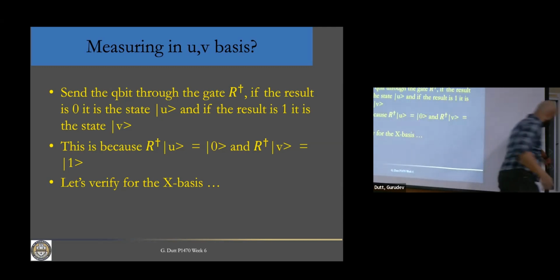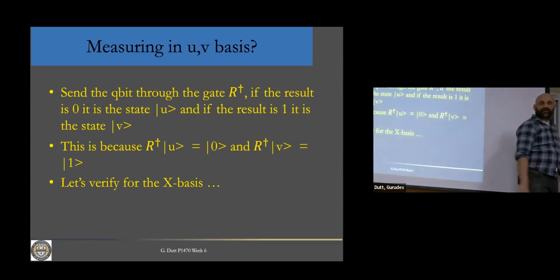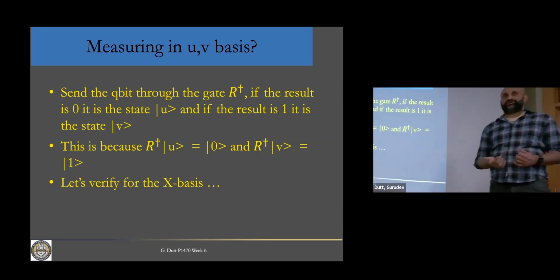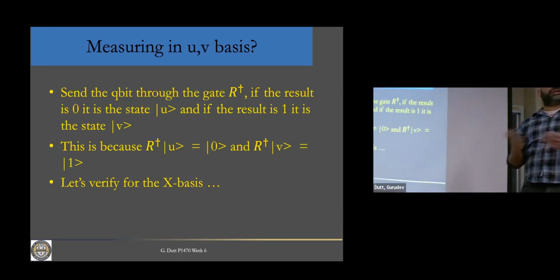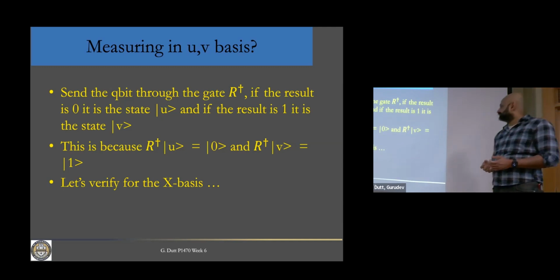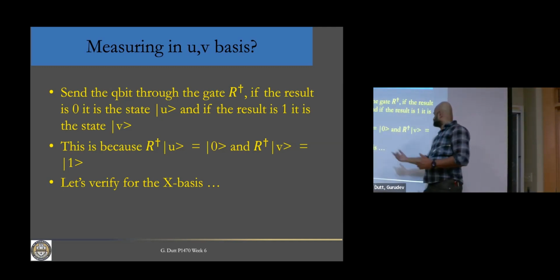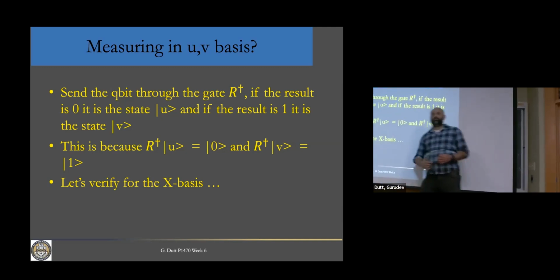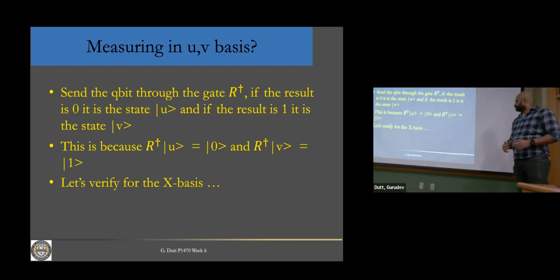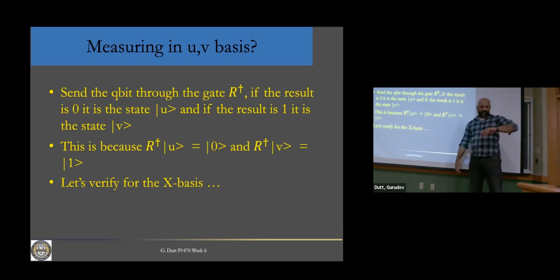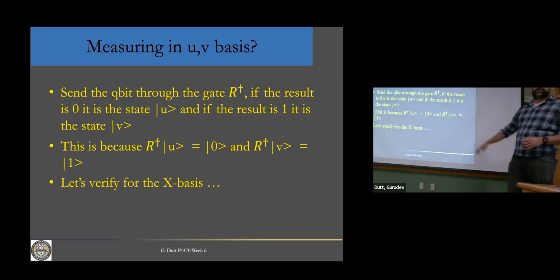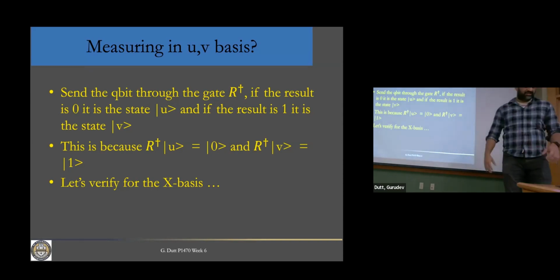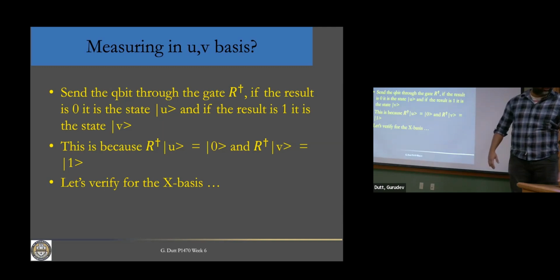Just the same idea I think we had written over here. R dagger is the inverse operation that I was telling you about. So we basically want to project along the state U and V rather than along the state 0 and 1. That's because R dagger acting on U is 0, and R dagger acting on V is 1. Again, I have to come back to this math in the next class. So let's verify it for the X basis. We've already done it a couple of times, but take it on faith that this is indeed true.